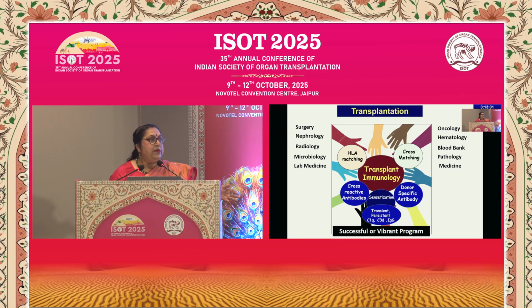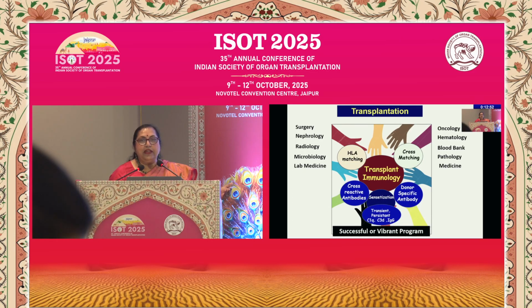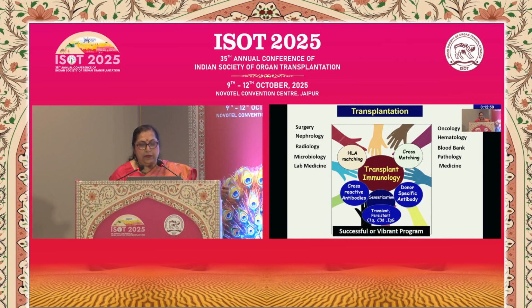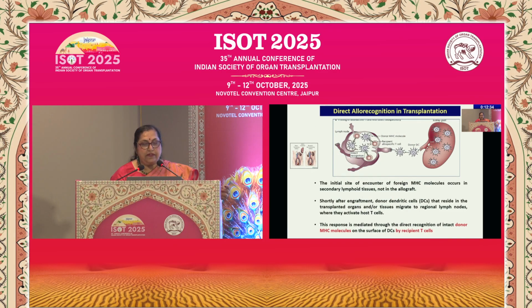So the transplant immunology laboratory is supposed to be doing a lot of efforts in the sense that we need to do HLA matching. Of course, we do a mismatch transplant as well, but HLA matching does play an important role. In addition to that, cross-matching, cross-reactive antibody assessment, sensitization, donor-specific antibody, and characterizing the antibody is something that we really need to do if we want to have a successful and a vibrant program. And all specialties get together to make sure that this works fine.